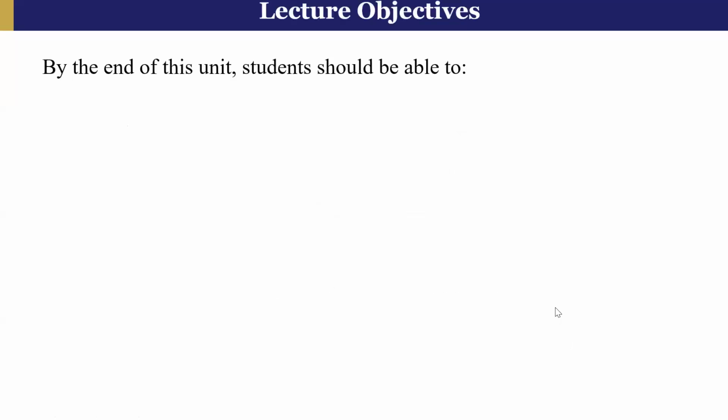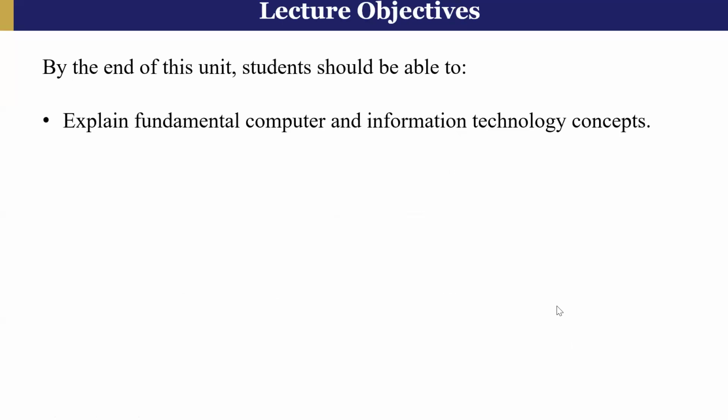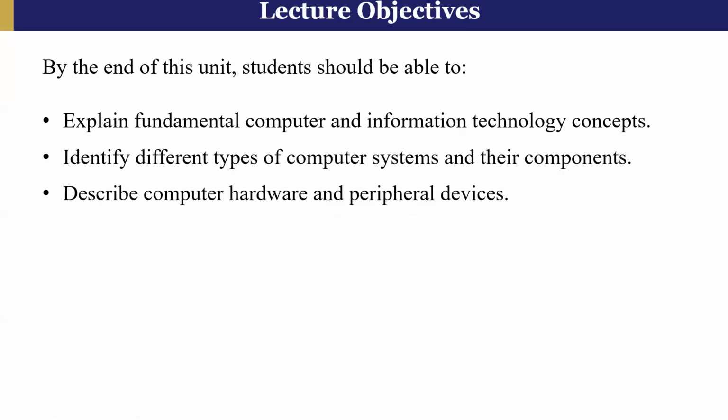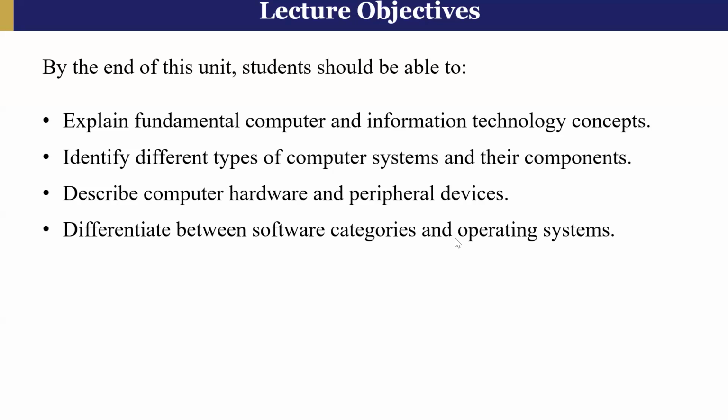So our objective is that at the end of this unit, we should be able to explain the fundamentals of computers and information technology concepts, identify the different types of computer systems and their components, describe the computer hardware and computer peripheral devices, and differentiate between the software categories.